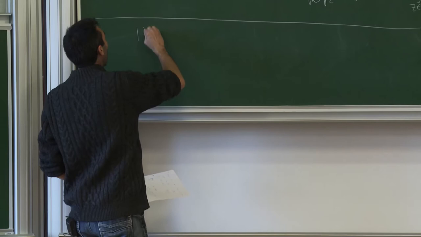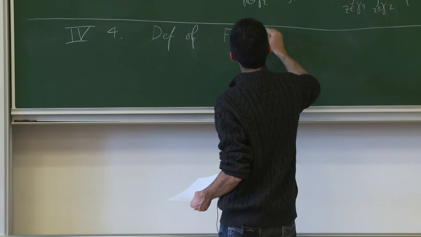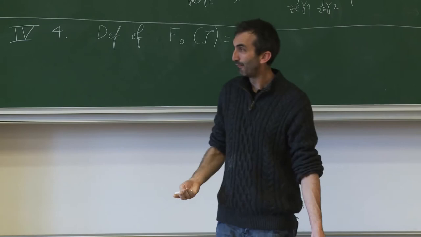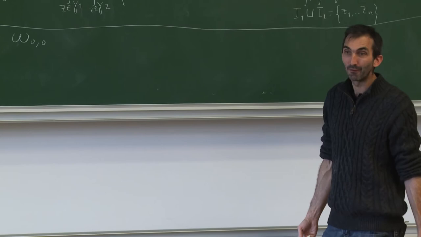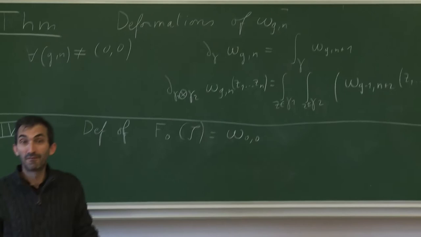So I was in my chapter 4, and now I'm in my section 4 on defining F0, which is F0 of my spectral curve, which is omega 0,0. Remember, I call Fg the omega g,0 form, so the form which is a zero form, which is just a complex number. So F0 is just a complex number. So basically, can we define an omega 0,0 such that this would continue to hold? Is it possible? And the answer is no.